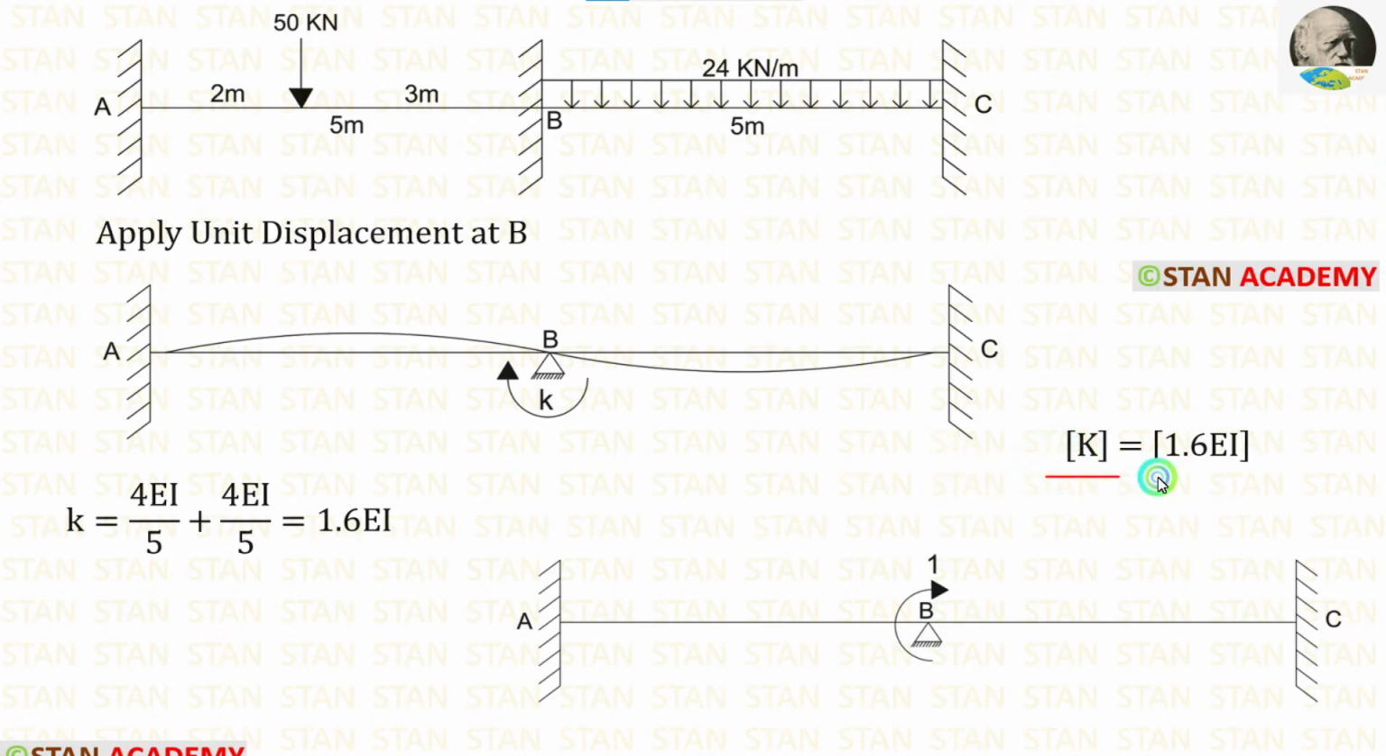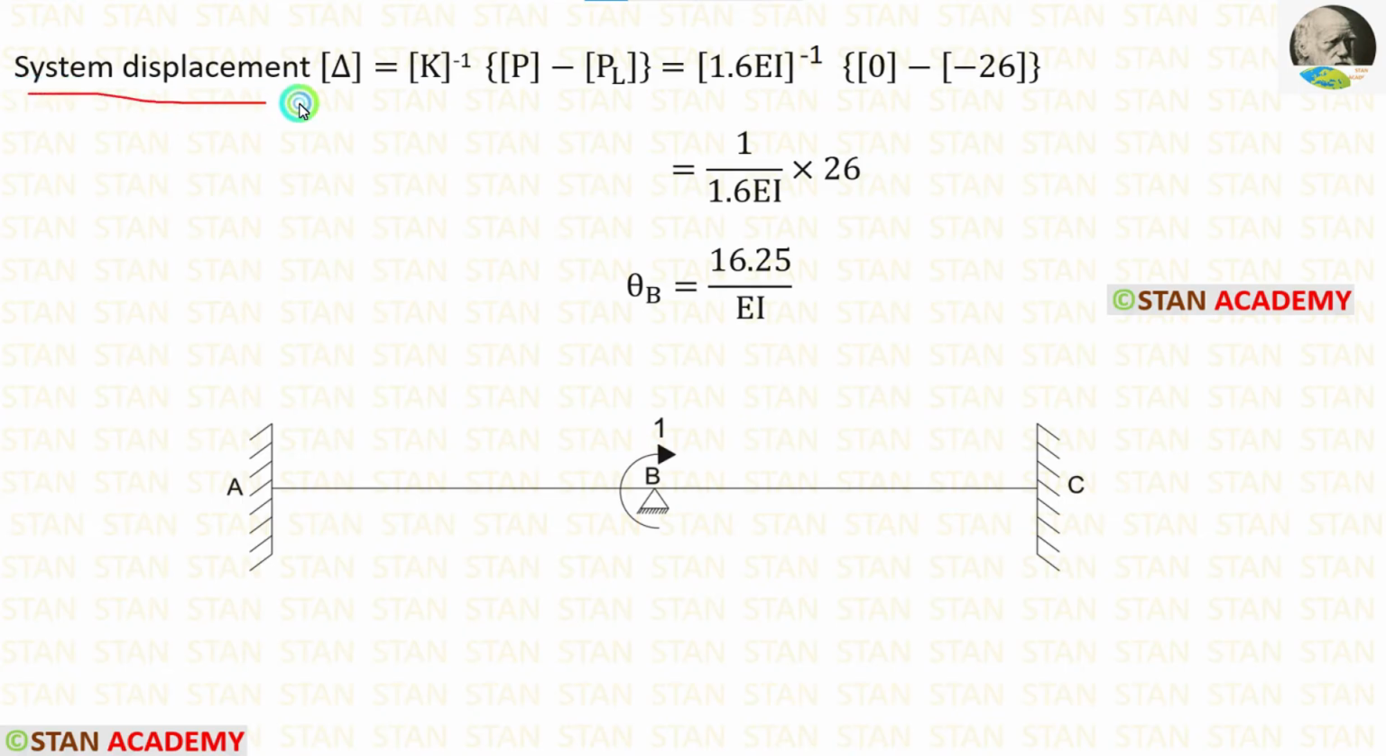Finally, we have calculated the stiffness matrix. In the system displacement formula, we have calculated the K matrix, P matrix and the PL matrix. Let us apply the values. 1.6 EI inverse, we will get 1 upon 1.6 EI. 0 minus minus 26, we will get positive 26. Finally, we are getting the answer.